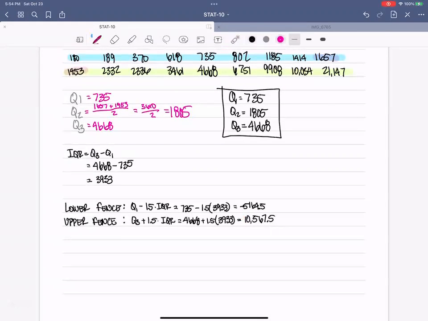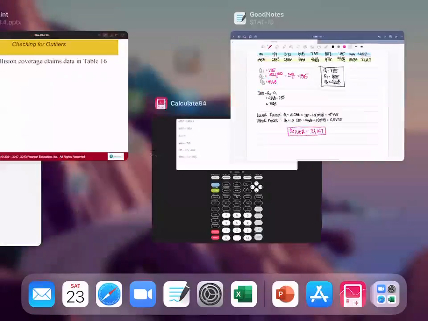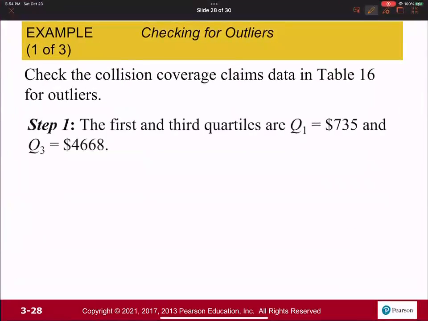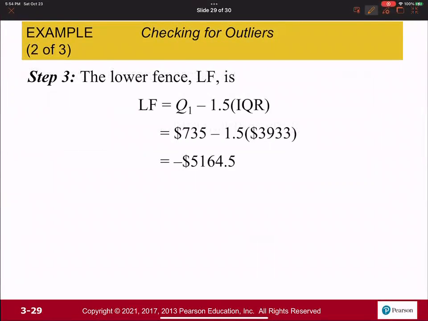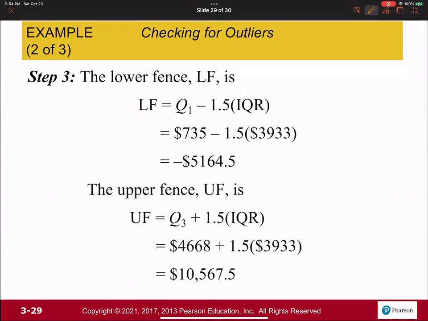So the outlier, let's make it super obvious, is 21,147. It's an outlier because it's larger than our upper fence. It didn't make the cutoff for our upper fence. And that's it. So from here, our lower fence was a negative 5,000, and our upper fence was a positive 10,000 plus.